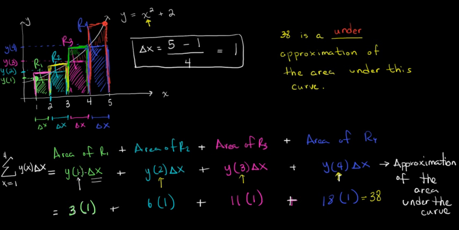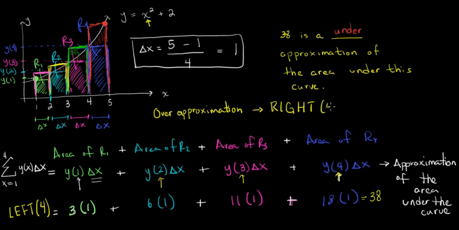The first example that we saw here that we calculated, this 38, is called a left sum. So I'm going to go ahead and write that here. The 38, the under in this case, was called a left, and we're going to say left of 4 because we had 4 rectangles. If I were to do an over approximation, then what I would have to do is calculate a right sum, and I would have a right of 4.